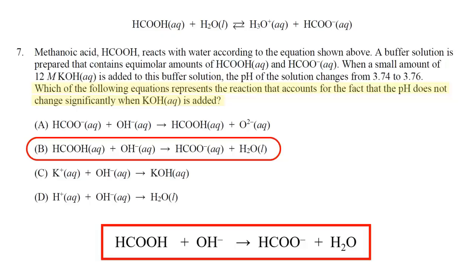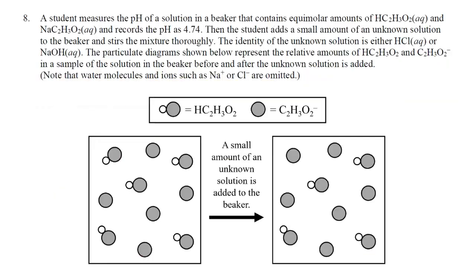Again, questions 6 and 7 were very similar to each other, both involving net ionic equations for how a buffer will respond when either a strong acid or a strong base is added to the buffer. Now let's take a look at question 8.